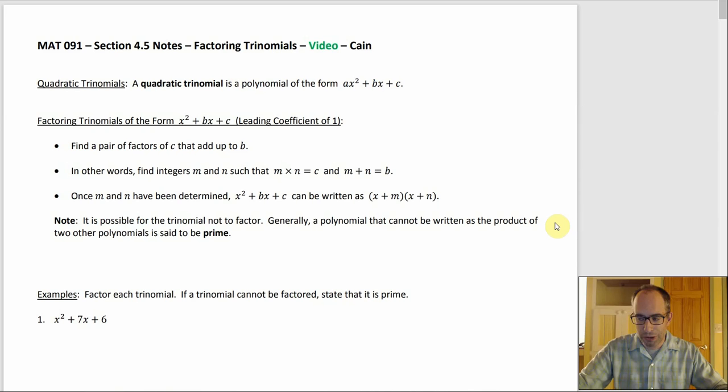And this note, which will crop up relatively soon, although not in the first example: it is possible for the trinomial not to factor. It doesn't have to factor. You can have ones that don't. And when they don't, they're called prime. So something that can't be factored any further, that's what it would be called. That will show up in a little bit, but it won't be in this first example.